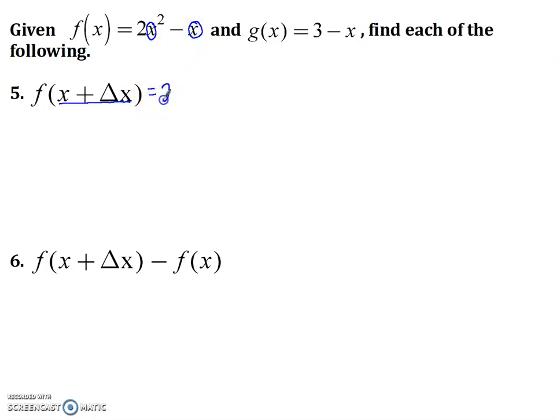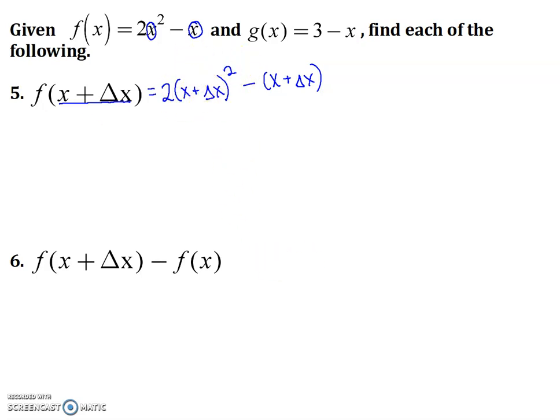So to do this, we're going to have 2. I'm going to get rid of this x and in parentheses replace it with an x plus delta x, squared, minus, again, I'm going to get rid of that x and replace it with an x plus delta x. Okay, and then from here, it's just simplifying. It's not going to look pretty, it's going to be long, but that's all we have to do from here, simplify this.